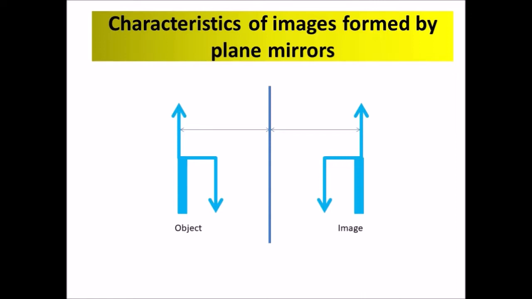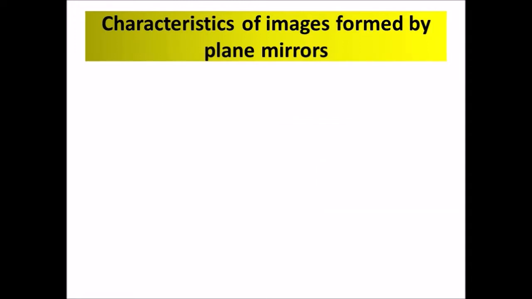Next, the height of the image equals the height of the object. That is, image size equals object size. In summary, the characteristics of images formed by plane mirrors are as follows.